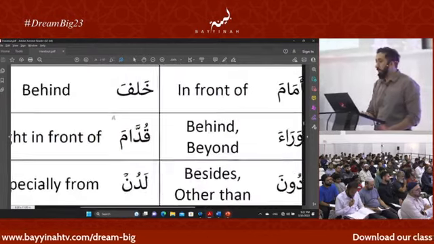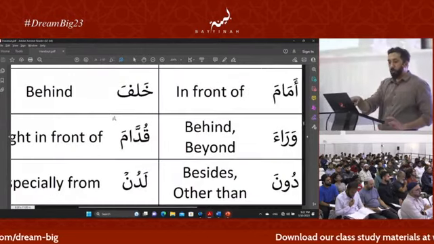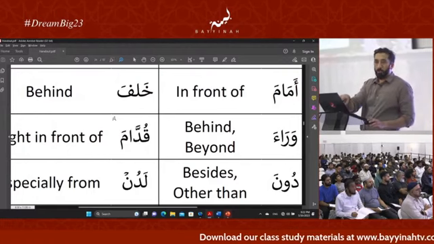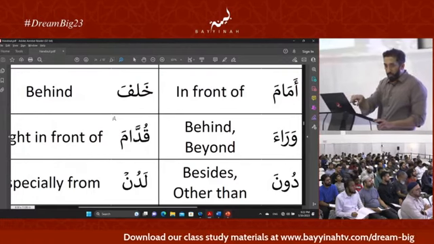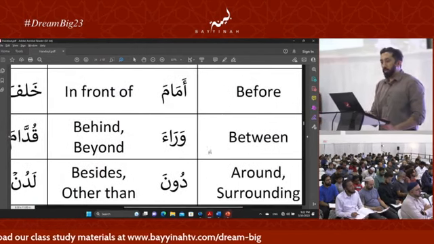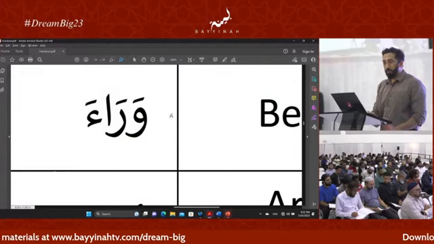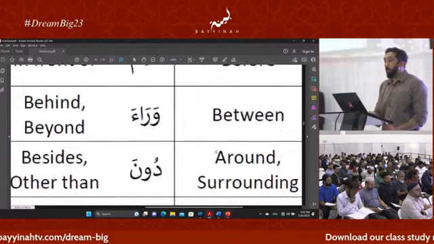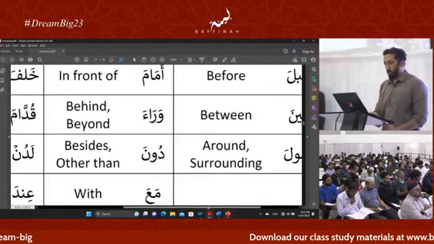Quddam al-masjidi. Another word for in front of. You can put an X on this word. It's not in the Quran. So Quddam is not in the Quran. Okay? Wara al-masjidi. What's wara al-masjidi? Beyond the masjid or behind the masjid also.